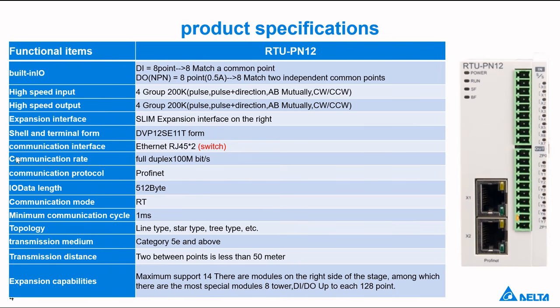For its communication rate, it's 100 megabits, and the data load is 512 bytes, and we only support RT, no IRT. The minimum communication cycle is 1 millisecond, and you use a Cat5E Ethernet cable. Also, the distance between 2 points is less than 50 meters.